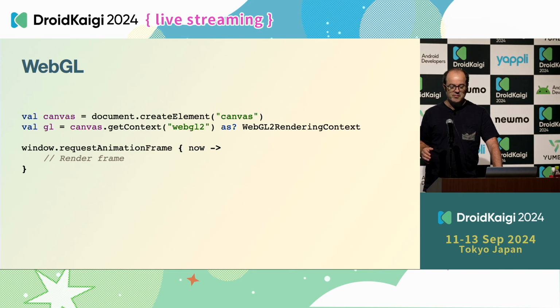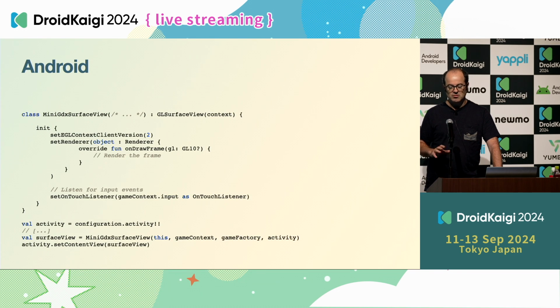To render a frame, here you just need to access a standard method in JavaScript, which is requestAnimationFrame. And on Android, it's a bit different, but it's also very easy. You just need to instantiate the GLSurfaceView object and override a method so you can access a famous game loop.